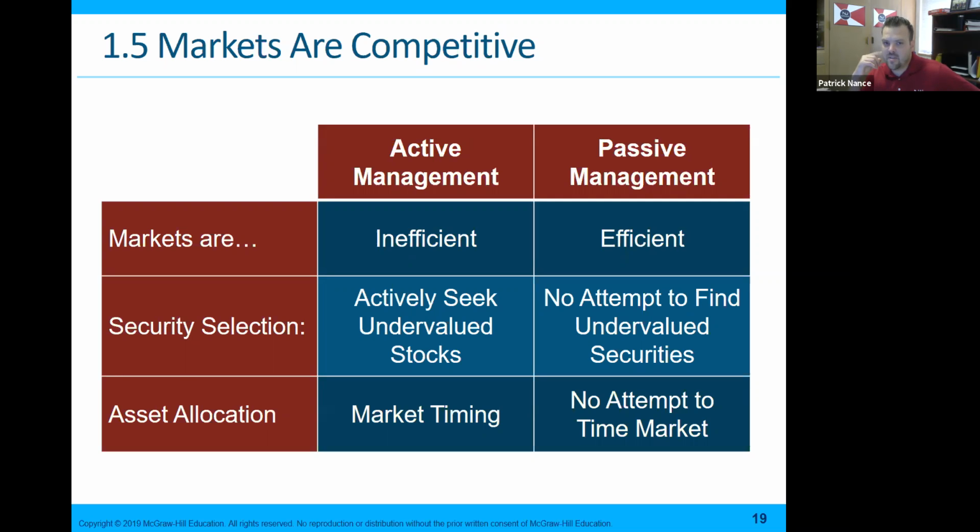Whereas active management, you believe the markets are inefficient, you actively seek to find undervalued stocks, and you're trying to time it. So this would be your day traders, your penny stocks, those types of things, where you think you can find something and sell it quickly with a quick turnaround and make a fair amount of money. If you believe you can do that, then you believe the markets are inefficient, not efficient.